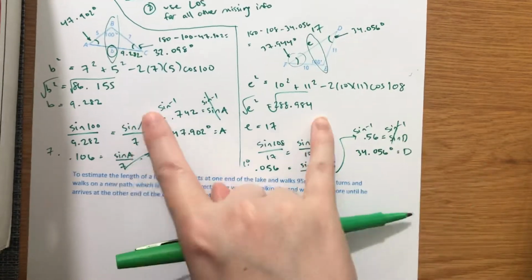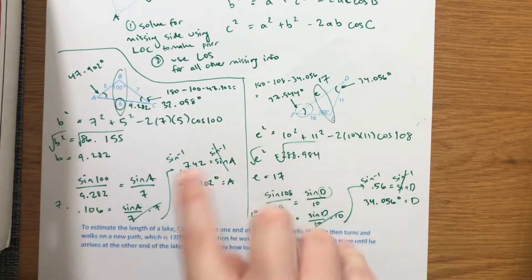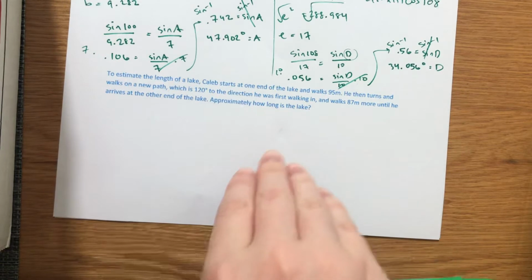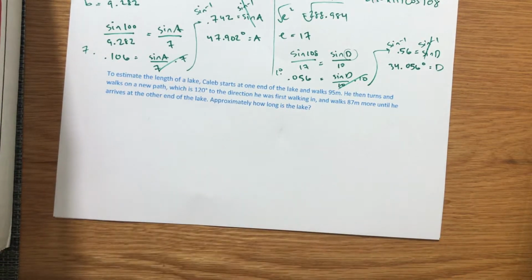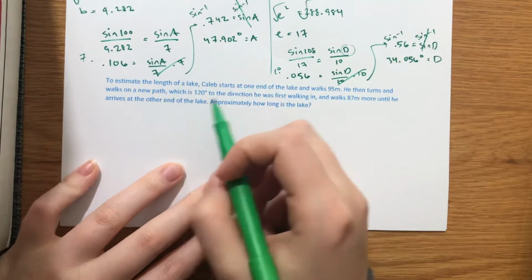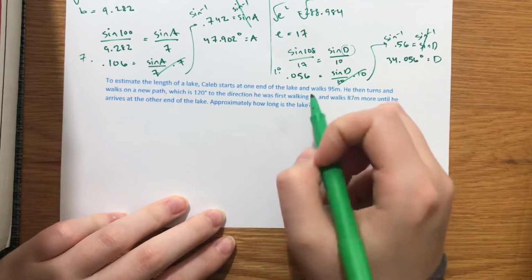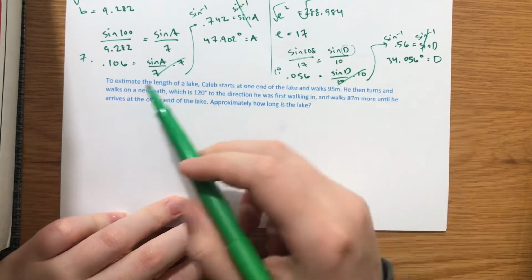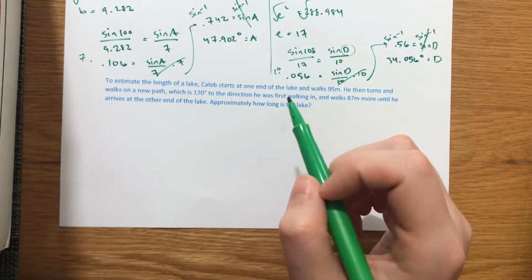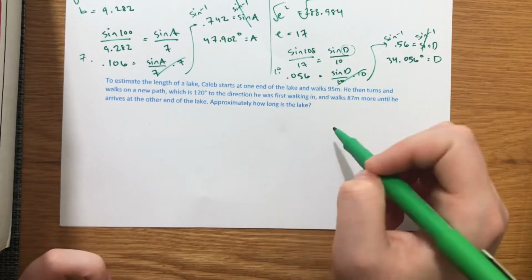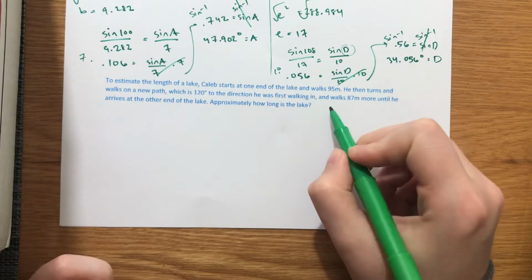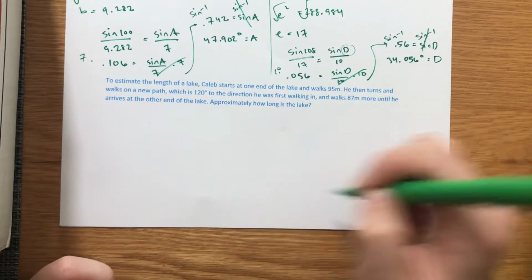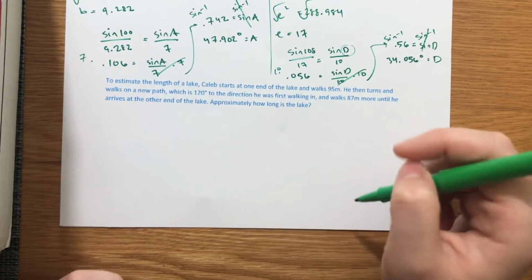So once again, these are the level 2 questions this week. The level 3 questions are the word problems where you have to make a picture and solve for some missing information. So to estimate the length of a lake, Caleb starts at one end of a lake and walks 95 meters. He then turns and walks on a new path, which is 120 degrees to the direction he was walking first, and walks 87 meters more until he arrives at the other end of the lake.